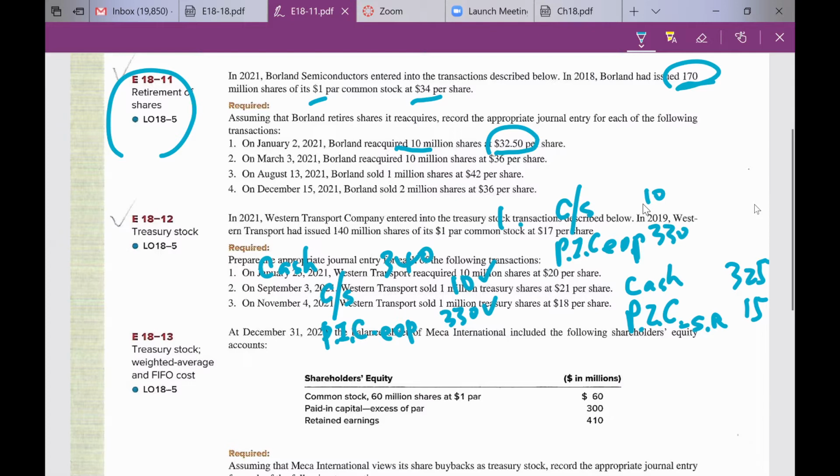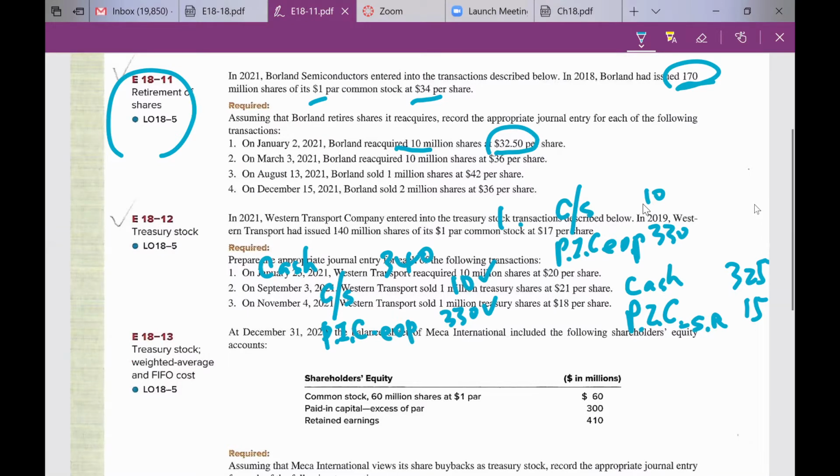Everyone's okay with that journal? Professor, yes. For the 170, so we don't need to count for the 170. We just based on the 10 million. Yeah, 10 million is a part of the 170. Okay, got you. Yeah, so you issue totally 170. Okay, so now you purchase back 10 millions only. Okay. Any other question about the first example, first question?